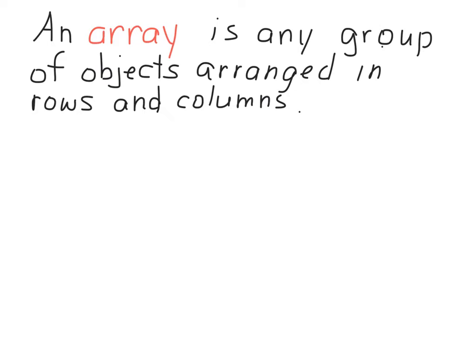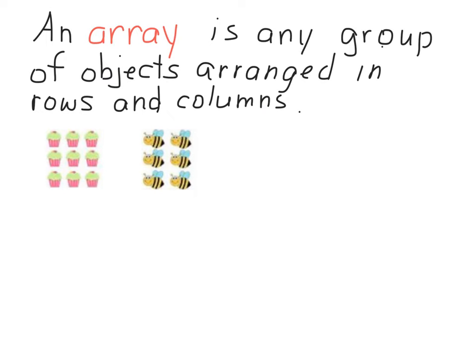First thing is, what is an array? An array is any group of objects arranged in rows and columns. So for example, here are some examples of arrays. We have these cupcakes arranged in rows and columns. These bees are arranged in rows and columns.